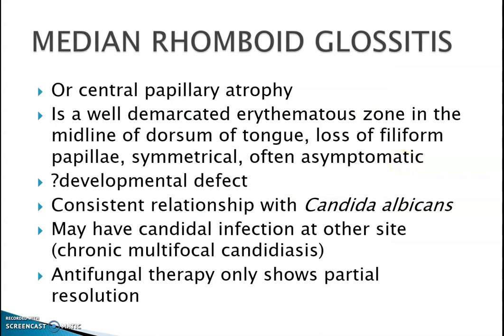Last one, median rhomboid glossitis. I know we've gone through this for the infective stomatitis, but like I mentioned in the lecture before, this is a type of condition that doesn't simply resolve with antifungal. The antifungal actually shows partial resolution of the median rhomboid glossitis. Normally, it's at the central papillary atrophy, where there is a marked erythematous zone in the midline of the dorsum of the tongue, loss of filiform papillae, symmetrical and often asymptomatic. Is it a developmental defect?